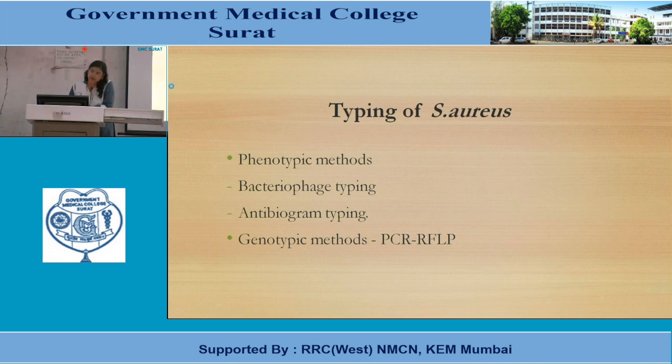Then antibiogram typing can be done, according to the different sensitivity to antibiotics, based on the result of antibiotic susceptibility testing. Then we can do the genotypic methods, where the genome of the Staph aureus is analyzed through either PCR or restriction fragment length polymorphism, the RFLP method. These are all typing methods of Staph aureus.